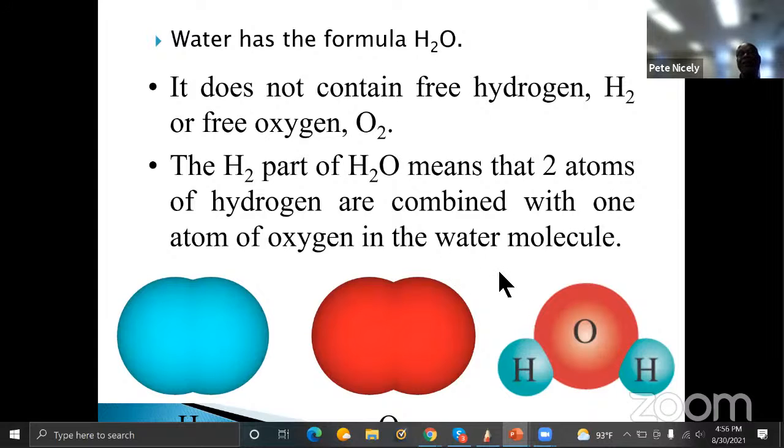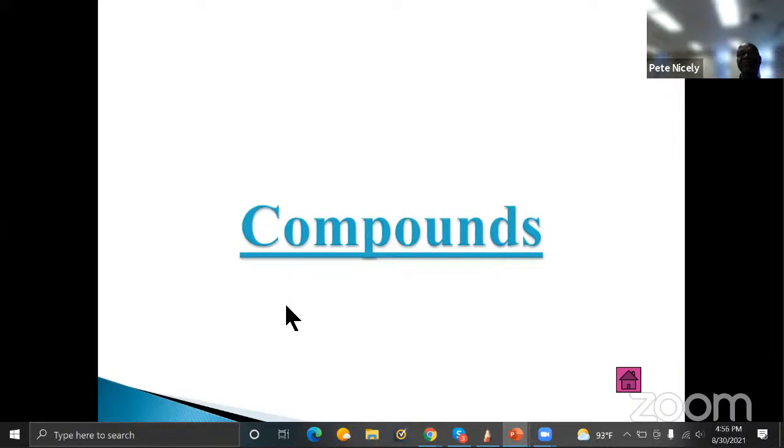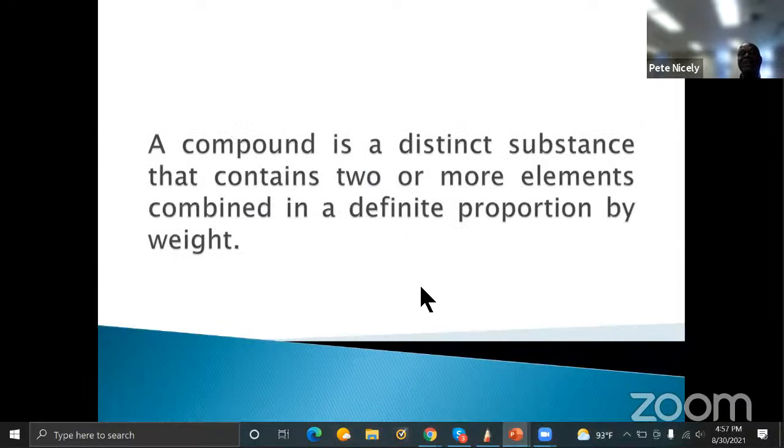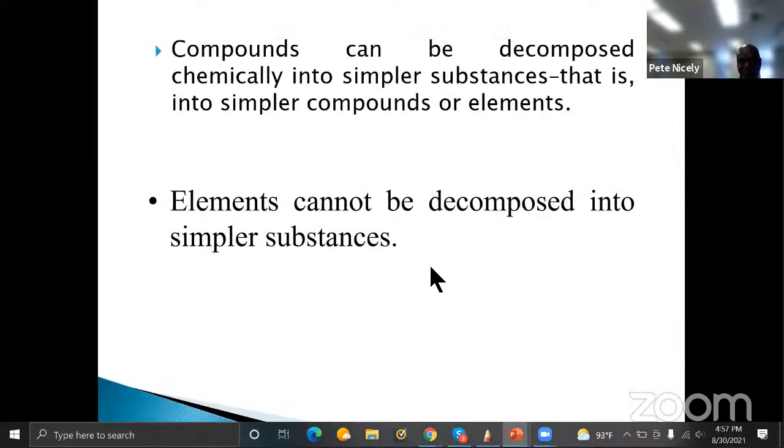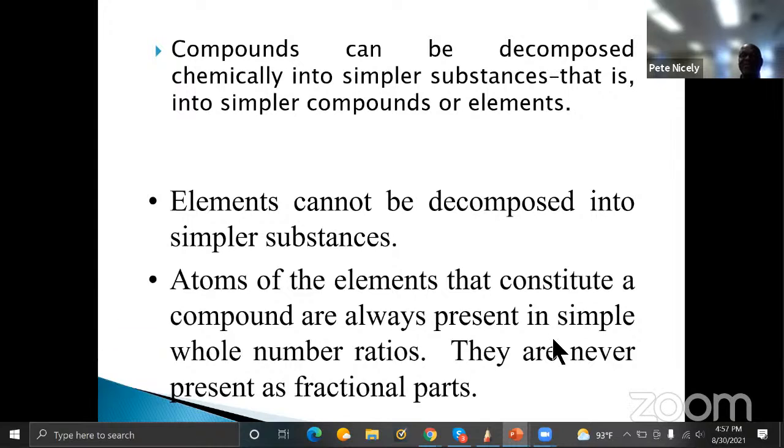All right. Okay, so let's talk about compounds. We talked about elements earlier. In the case of compounds, we said that a compound is a substance that can, well, I don't think I said so. Let me just say it now. A compound is a distinct substance that contains 2 or more elements combined in a definite proportion by mass. Another way of defining a compound is that a compound is a substance that can be broken down into simpler substances by chemical means, as stated here, all right? Elements, on the other hand, cannot be broken down into simpler substances by chemical means, right?